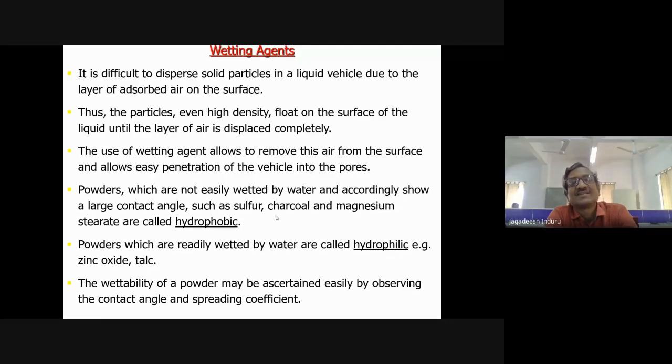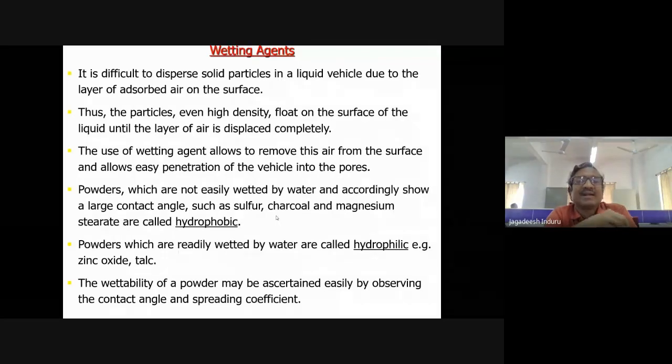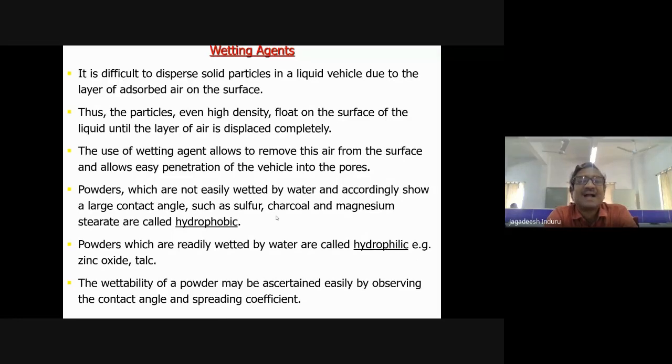These wetting agents adsorb onto the surface, evacuate all the air, and so make it more dense, and they will make the solid particles enter into the bulk of the solvent. Thus the particles, even of high density, float because of the air present on the surface of the liquid, until the layer of air is displaced completely by the wetting agent. So the use of a wetting agent allows the removal of surface air and allows easy penetration of the vehicle into the pores, so that you will get a stable suspension. Otherwise, you are going to get all the suspended particles floating onto the top of your medium.